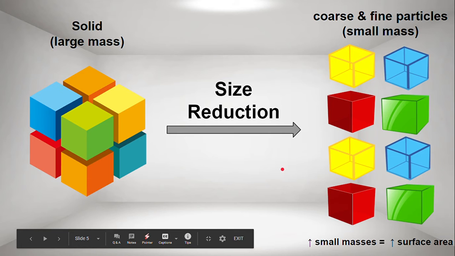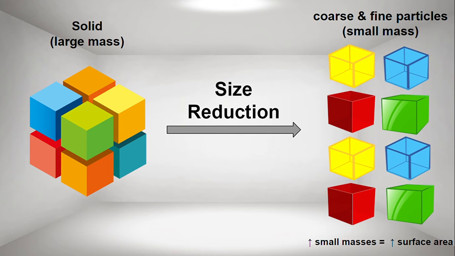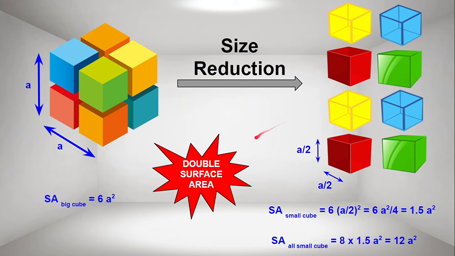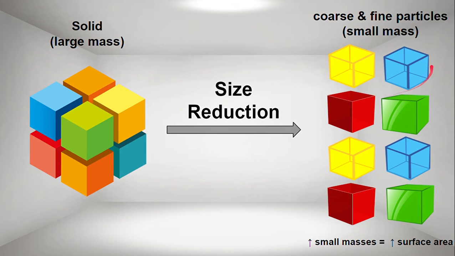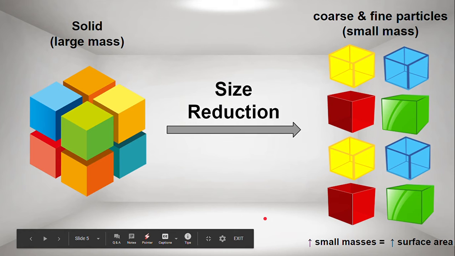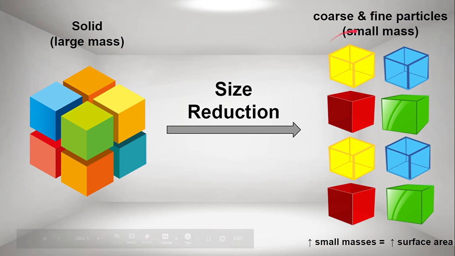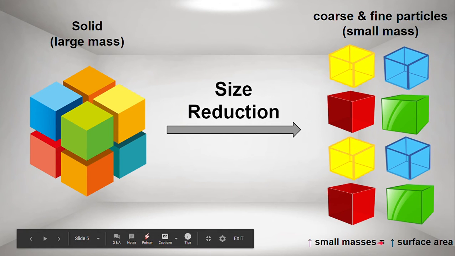Now let's try to understand what is exactly happening with size reduction. Here I have taken one example of a solid or large mass that is represented by a cube. As we know, the cube has 6 sides. When we go for size reduction of this cube, it is going to be divided into 8 small cubes. By this, every time I divide one big cube into 8 small cubes, I am increasing the number of small masses and I am increasing the surface area.